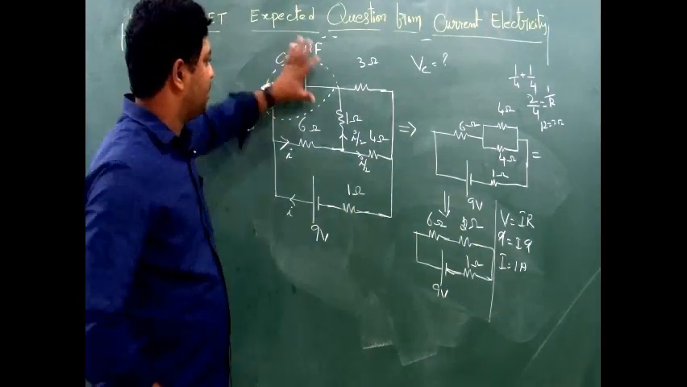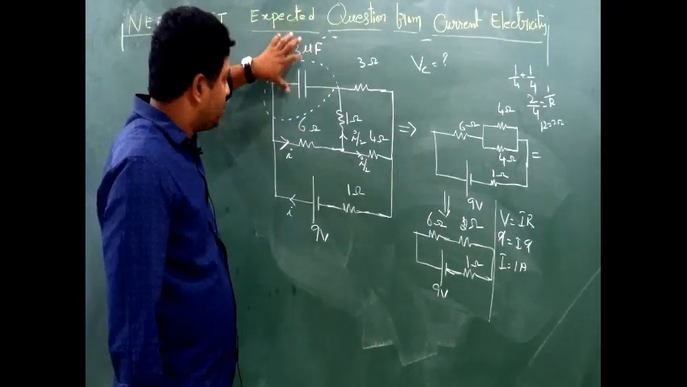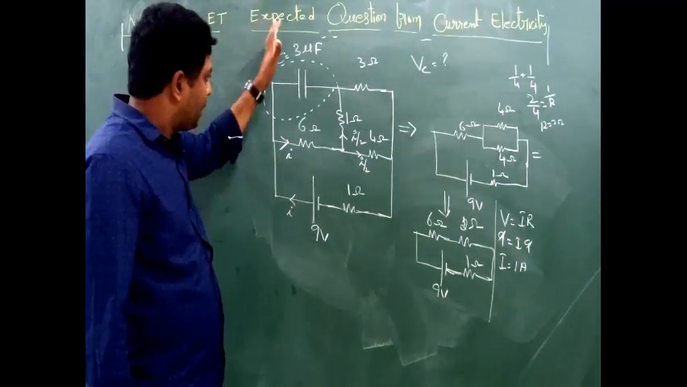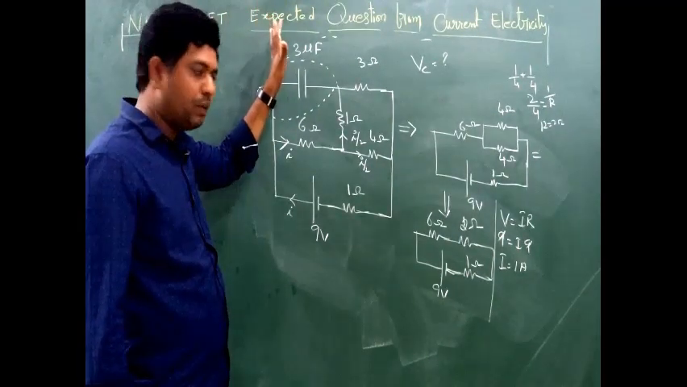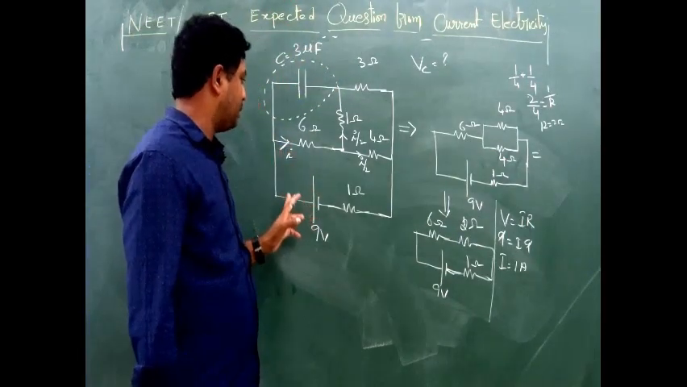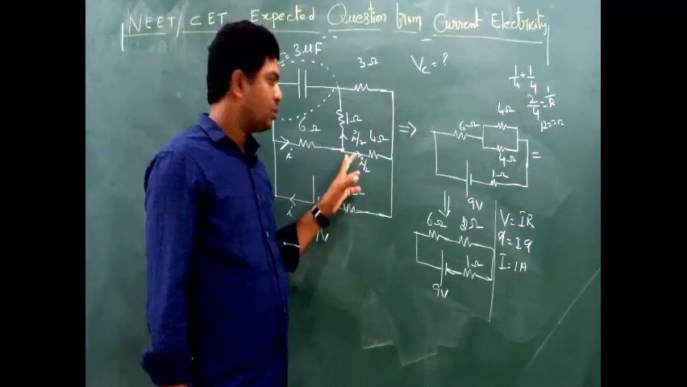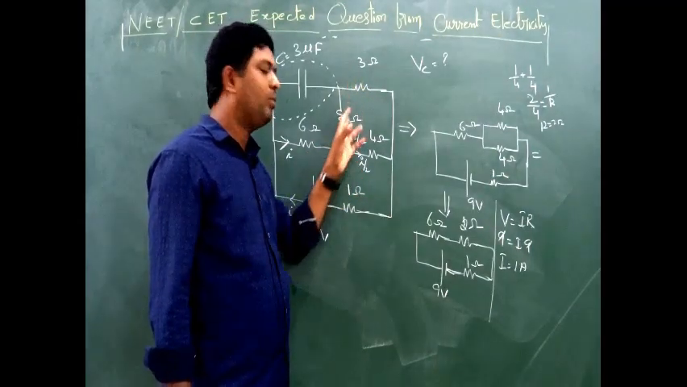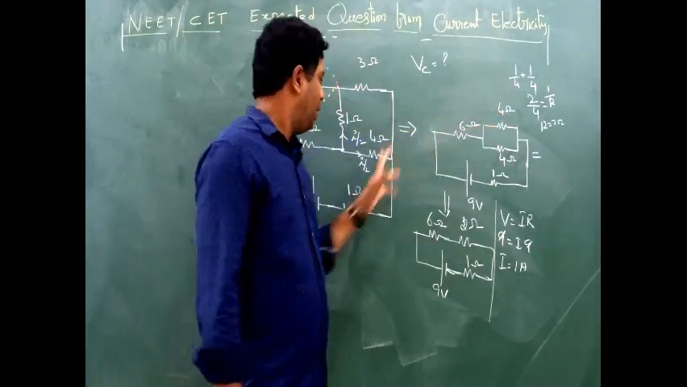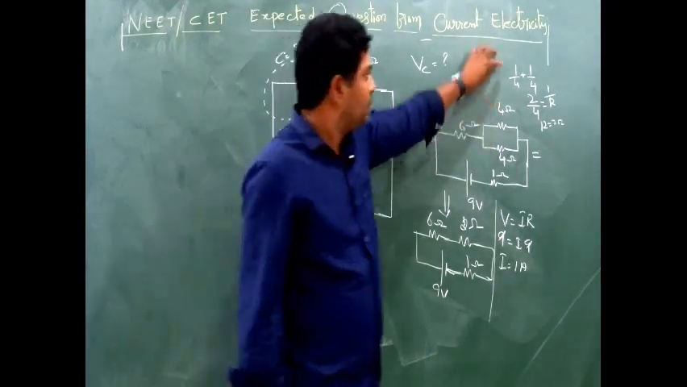The simplest way: this is the given circuit, and you want to find the potential difference across the capacitor. The current passing through the capacitor is equal to 0, in the sense that it is short circuited. Whatever current comes from the battery passes through the 6 ohms. After that it is divided into 2, where the 3 and 1 ohm are in series. 3 plus 1 is equal to 4. Again this 4 and this 4 are in parallel.